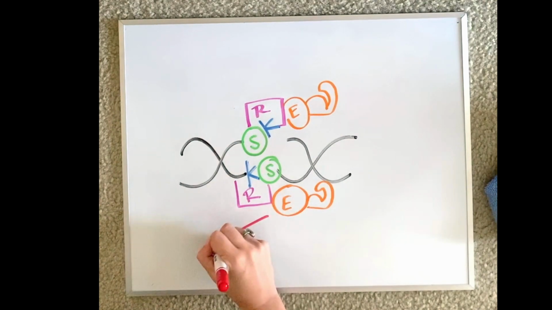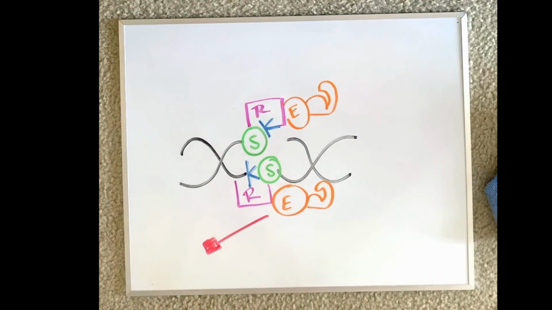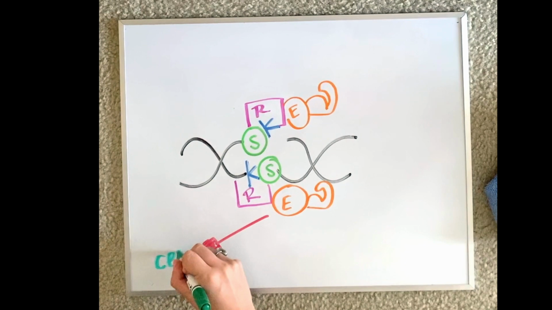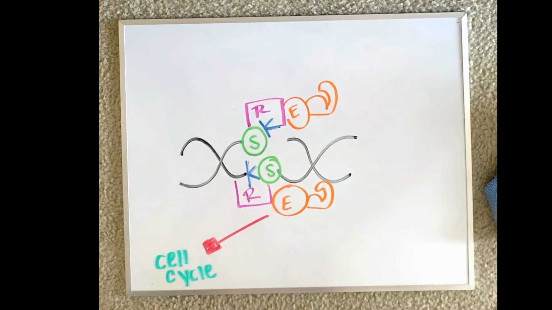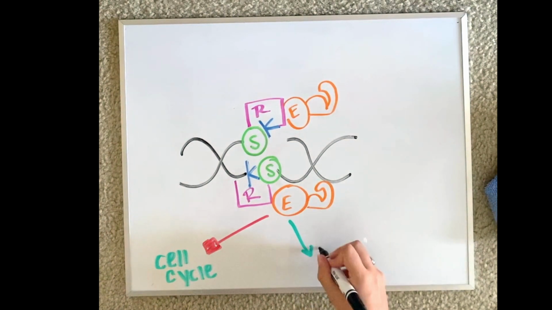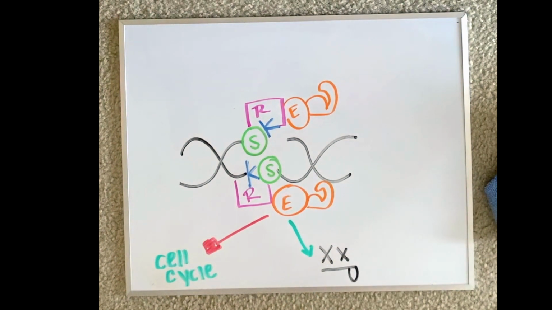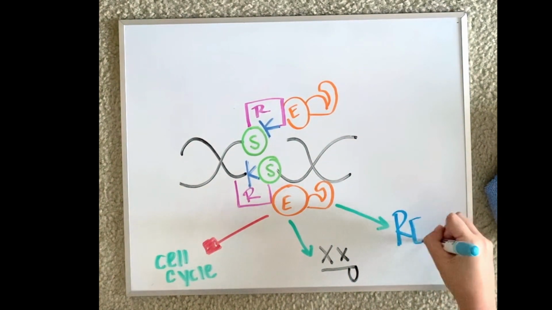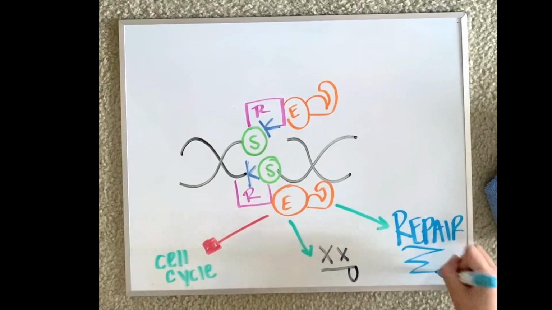These proteins are responsible for the downstream effects, which include halting the cell cycle. This is done by phosphorylating certain proteins that progress the cycle. These proteins can also induce apoptosis, or cell death. Another function of these effector proteins is to induce the DNA repair systems, which is what we will talk about now.